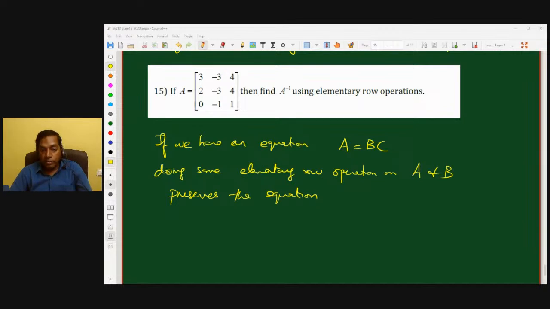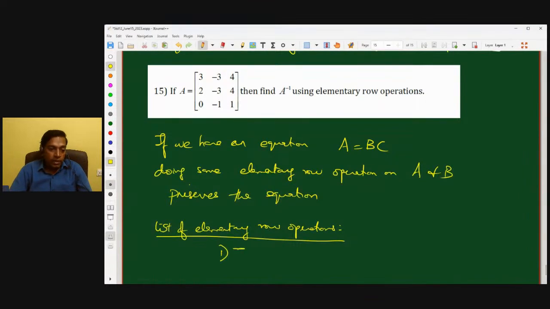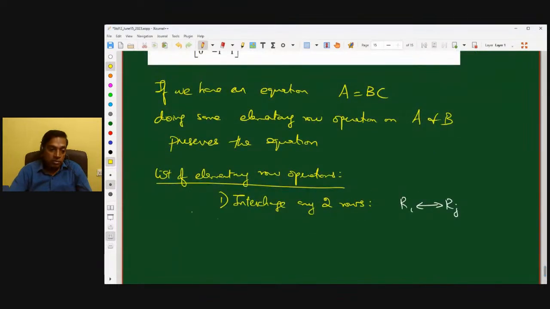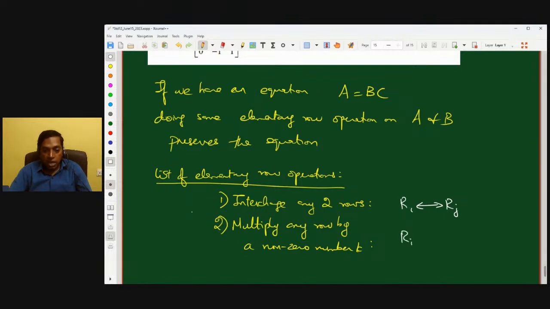Now, what do we mean by elementary row operations? This is fairly straightforward. Interchange any two rows. So that means Ri becomes Rj. Then multiply any row by a non-zero number. By a non-zero number k is Ri becomes kRi.